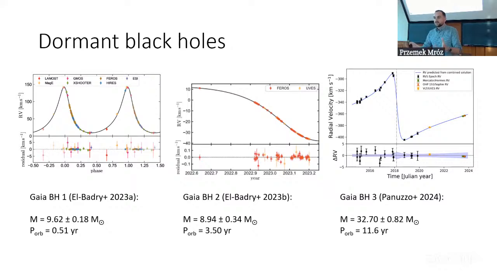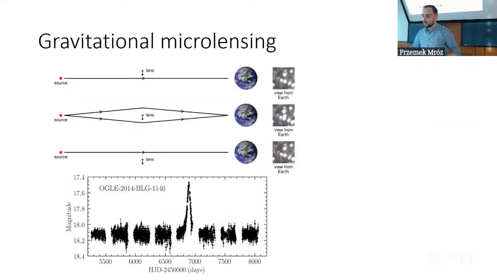But clearly, there should be a large population of isolated black holes in the Milky Way, and it would be nice to try to find them. So this is why we have to develop some methods to try to find these objects in the Milky Way. I think one of the best methods is to try to use gravitational microlensing to find these objects.